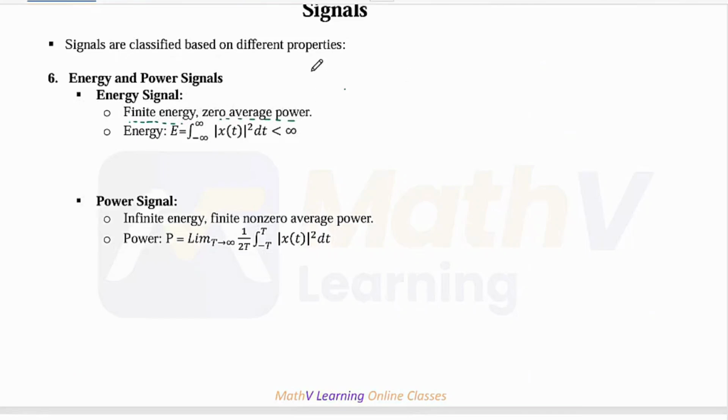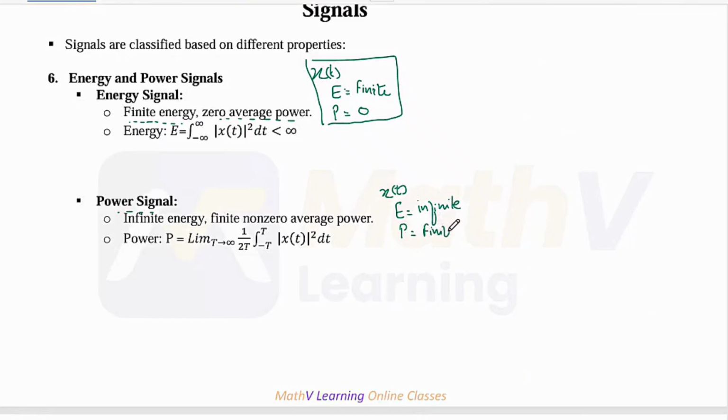Okay, so if I have a signal x of t, it will be an energy signal if it has finite energy and the power is 0. Similarly, for a power signal, if I have a signal x of t that has infinite energy while finite power, then that signal is known as a power signal.